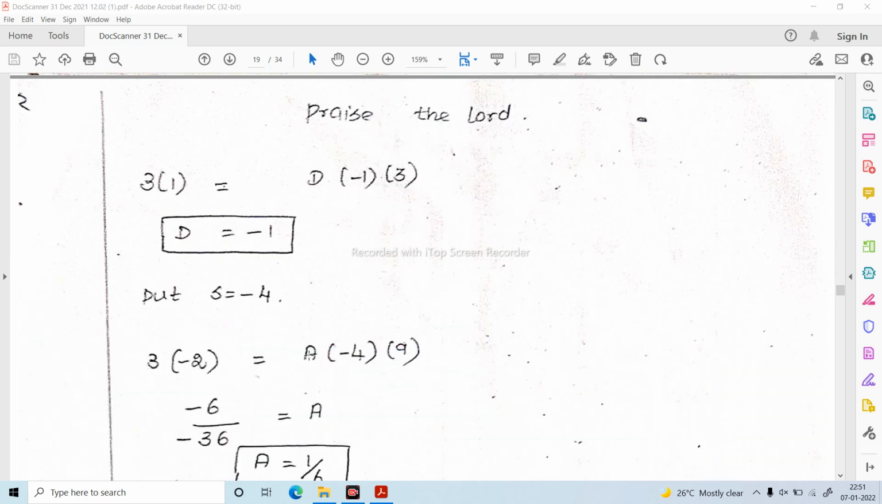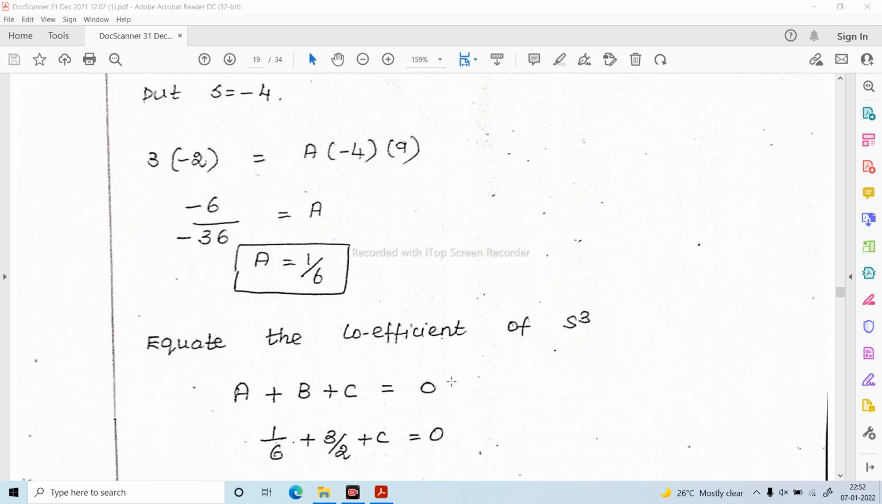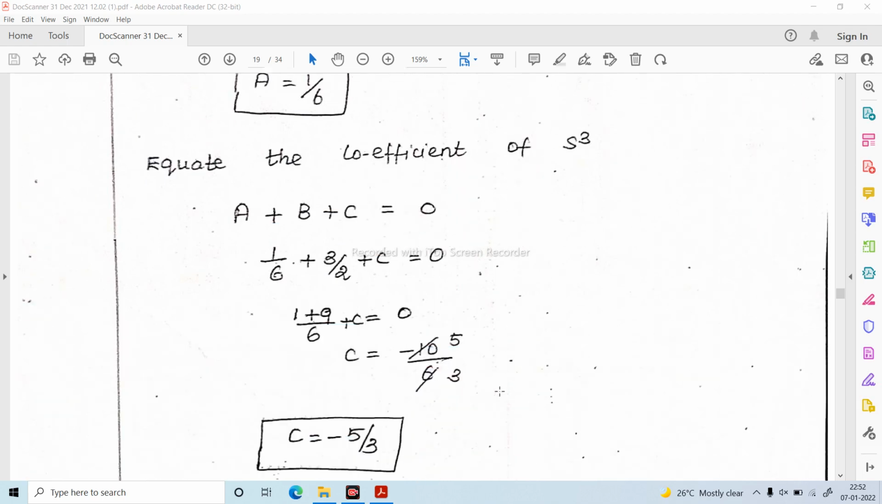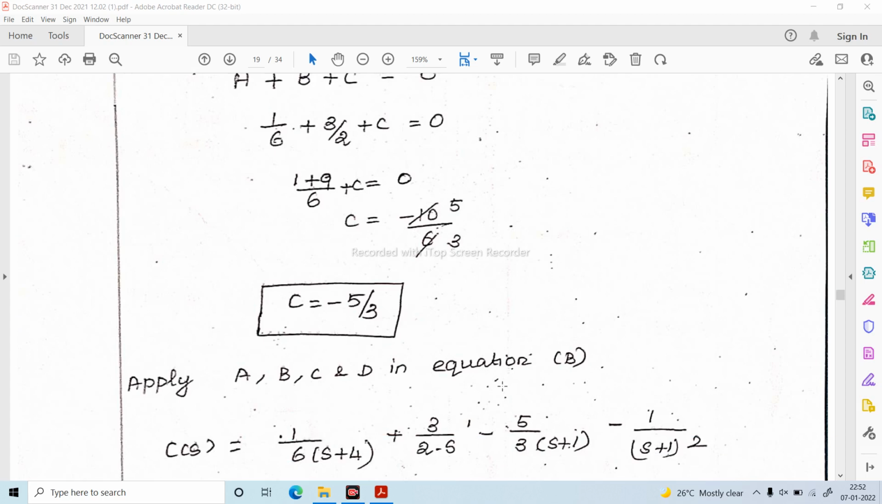Then put s is equal to minus 4, we get the value of a. Equate the coefficient of s cube, we get a plus b plus c is equal to 0. So 1 by 6 plus 3 by 2 plus c is equal to 0, and c is equal to minus 5 by 3.